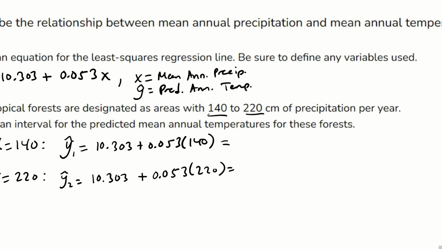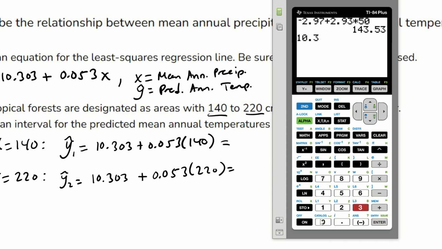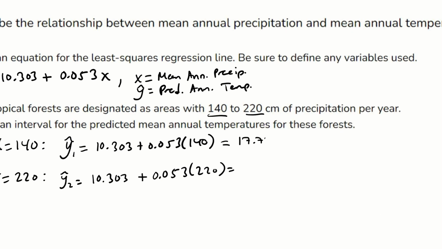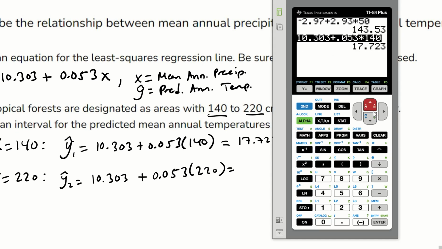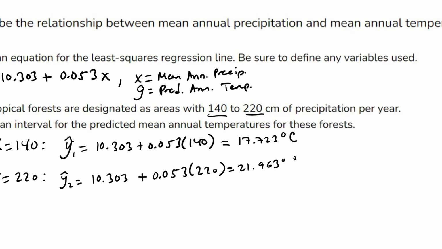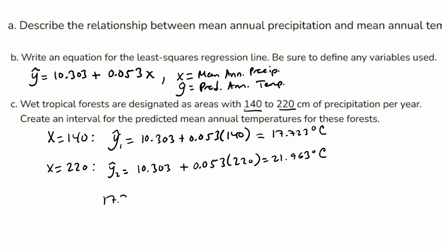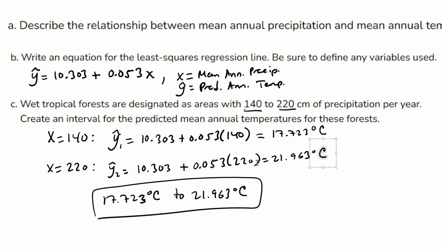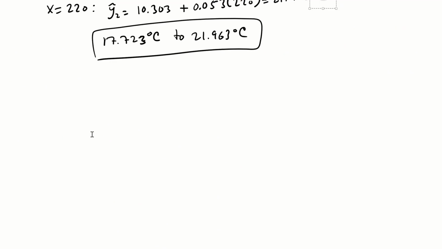All right, and we'll get two different values here. 17.723 degrees Celsius, because we're talking about temperature. And we're going to repeat this, but change this 140 to 220. 21.963. All right, so the interval is from 17.723 degrees Celsius to 21.963 degrees Celsius. Okay, all right, so hopefully that makes sense. Now let's look at the next question.